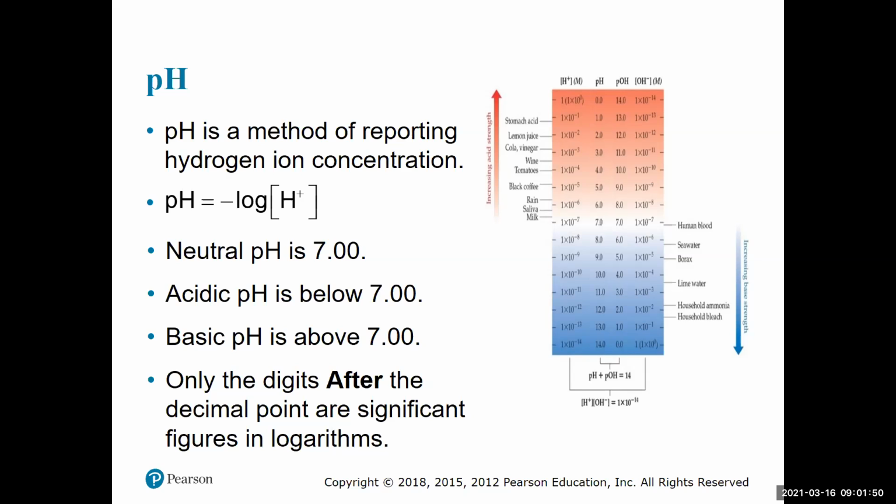On the base side, you see some real basic things. Bleach and ammonia are the two biggies that people probably encounter quite a bit. This is why you have to be a little careful with those cleaning products. You don't want to mix something really basic and something really acidic. You can get certain combinations where you can get bad reactions. So the pH scale is what we typically think of when we think of something as acidic or basic.